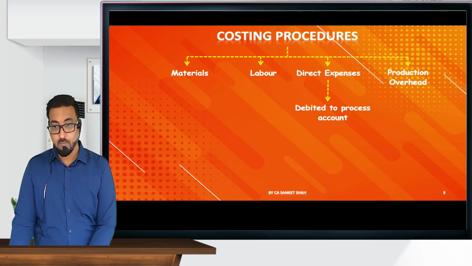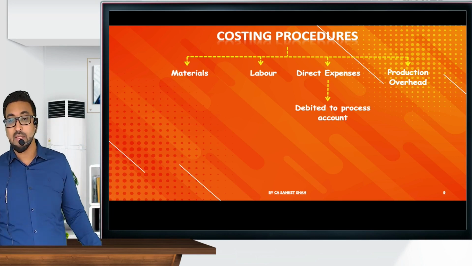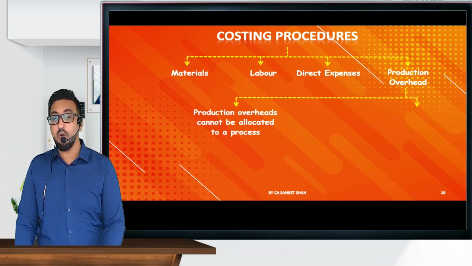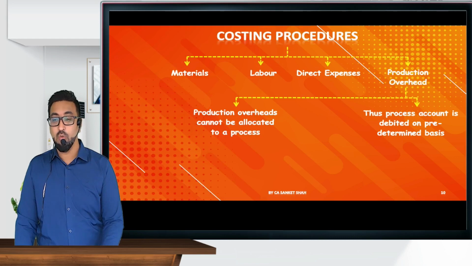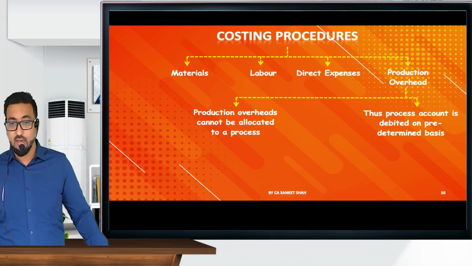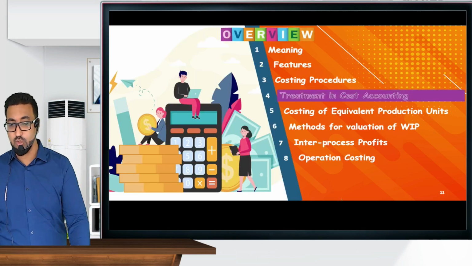Then direct expenses is debited to process account and production overhead will be recovered on some basis. So you don't have to write this material, labor, direct expenses and production overheads. Don't write this costing procedure. So debit किसको होगा that you have to understand.